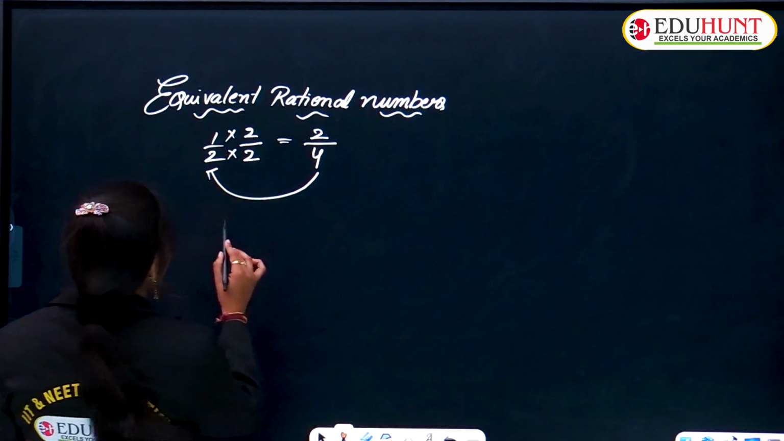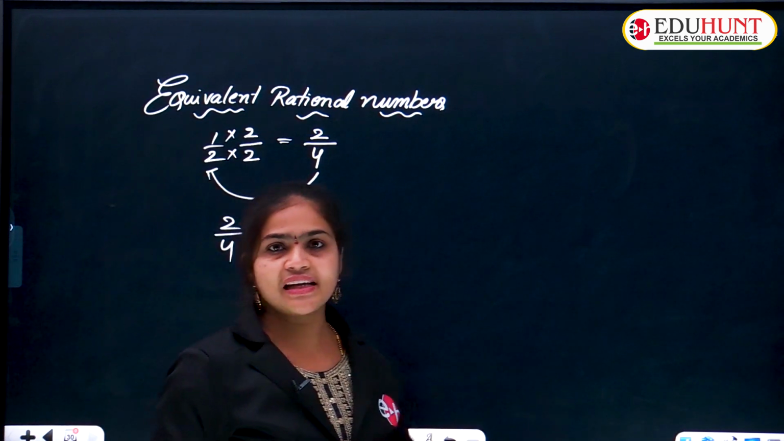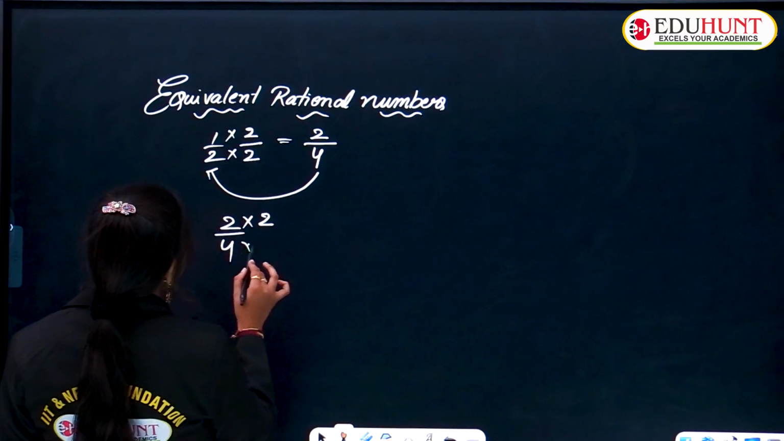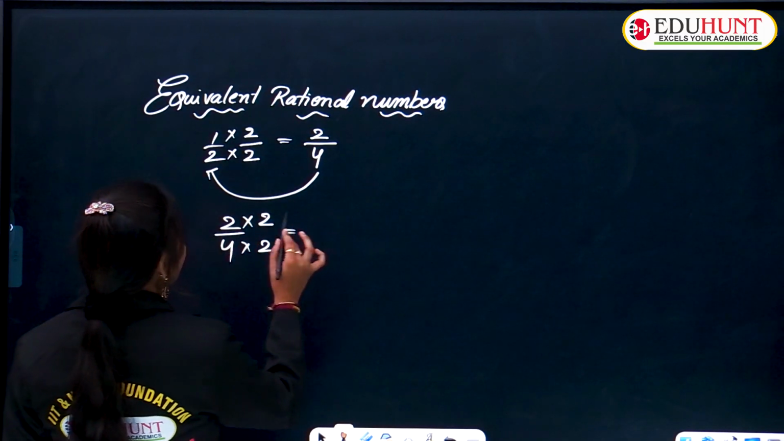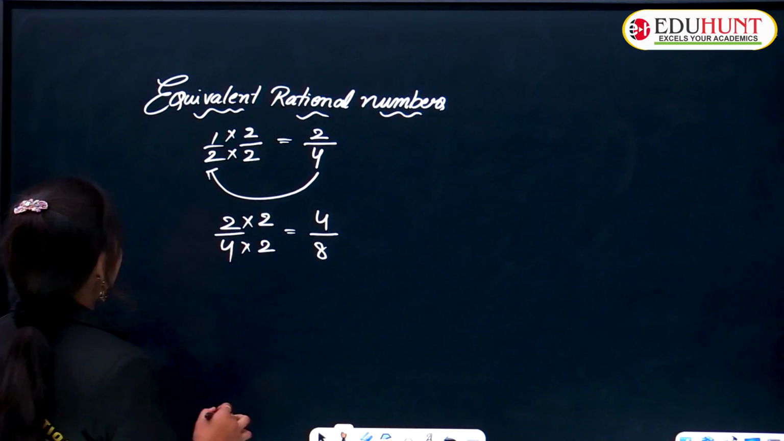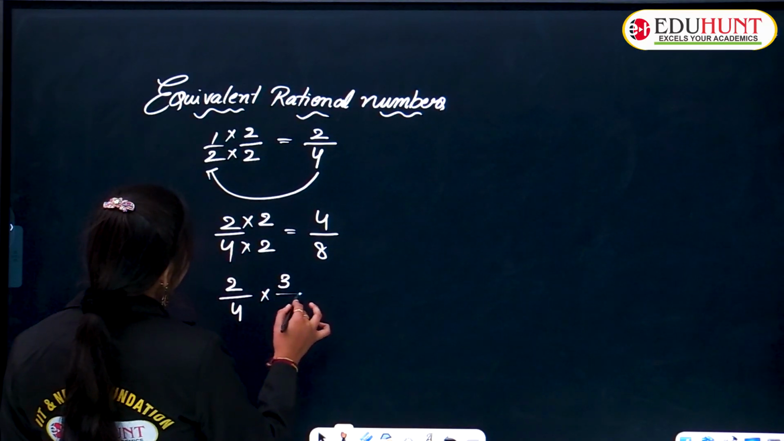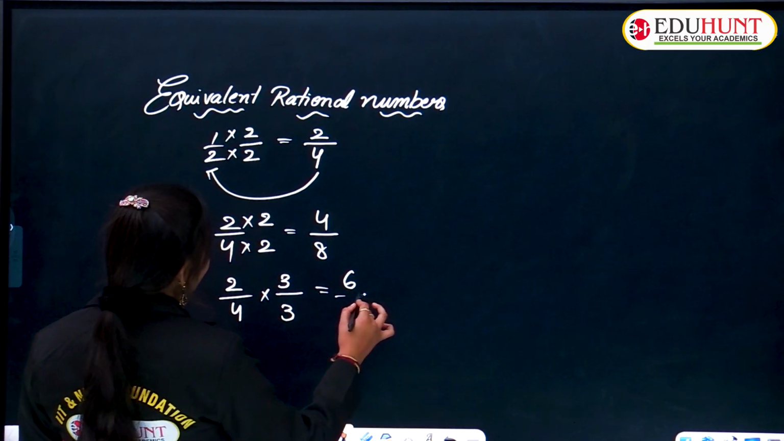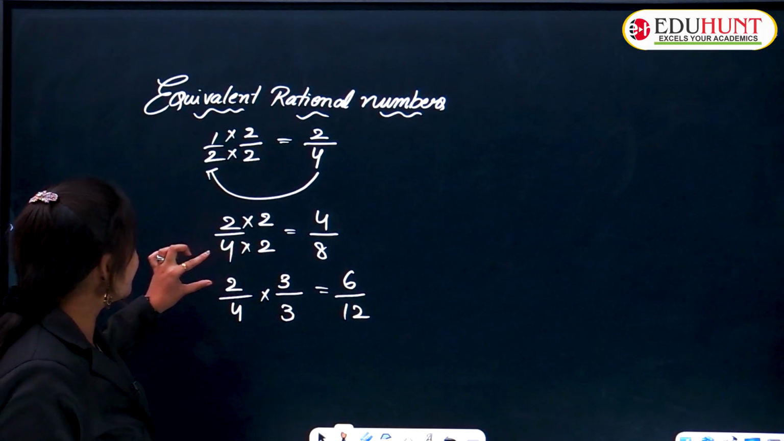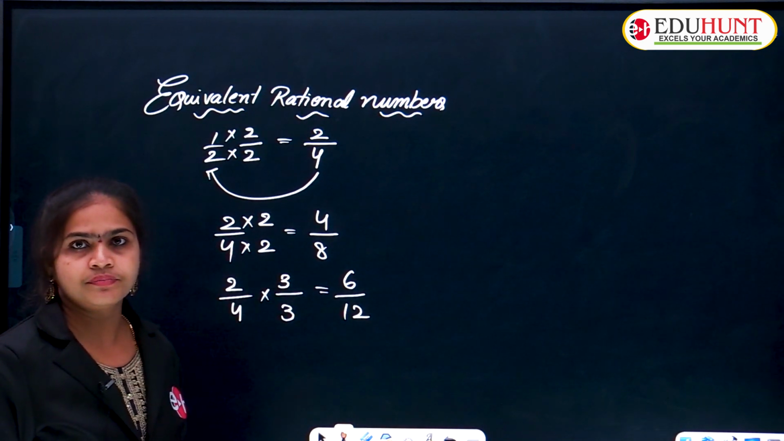Now here we got 2 by 4, right? I want to multiply this with some other number. I want to multiply this by 2 again. Then how much will you get? 2 2's 4, 4 2's 8. Next, I want to multiply this by 3. 2 3's 6, 4 3's 12. But one condition: by what number we multiply the numerator, by the same number we should multiply the denominator. Understood?